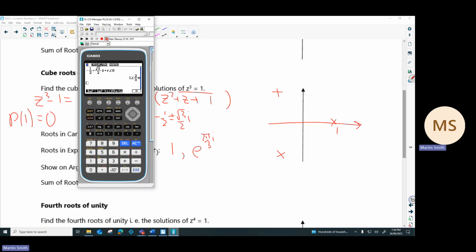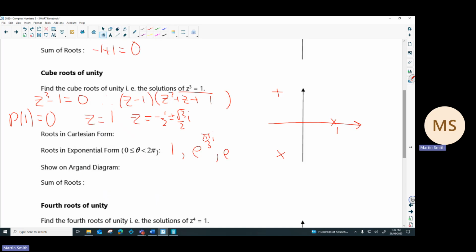And if we do the same for minus a half minus root 3 over 2 i, I get modulus 1 and argument minus 2/3 pi. But minus 2/3 pi is equivalent to, because you add on 2 pi, the equivalent angle 4/3 pi. Therefore, that's what that is.